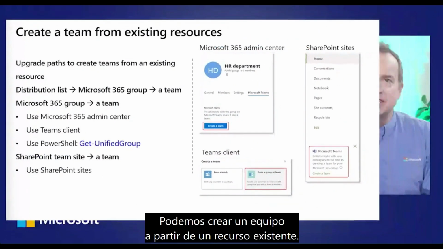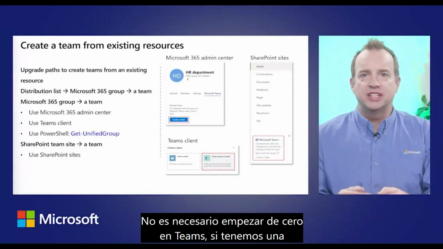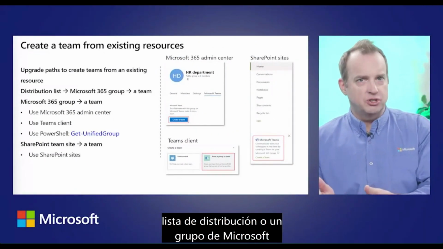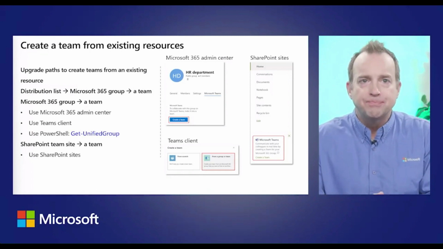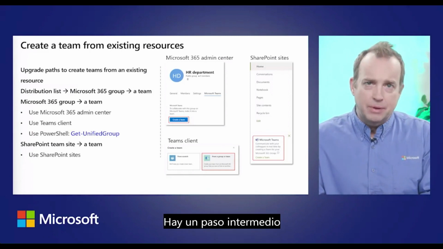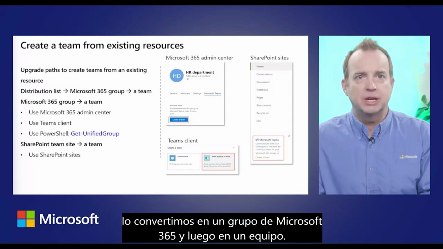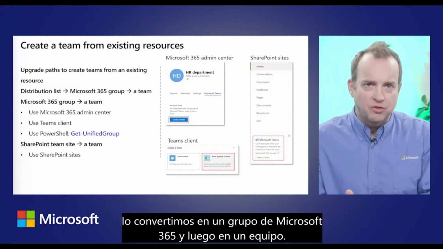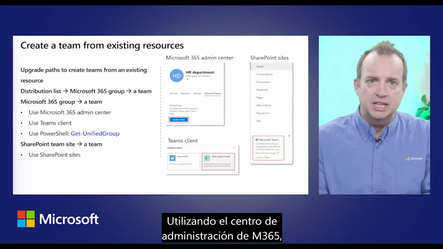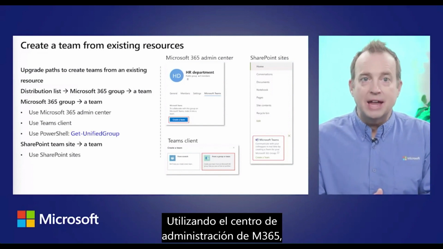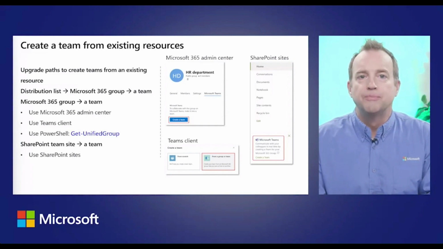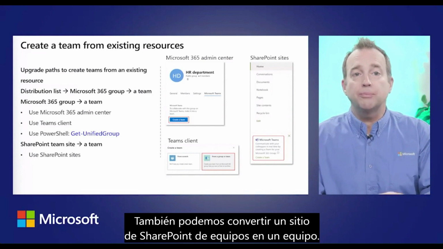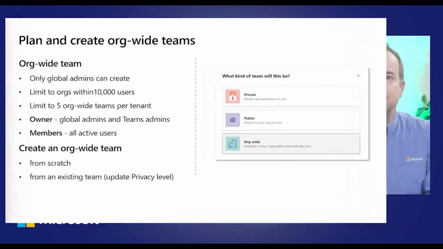We can create a team from an existing resource. No need to start fresh in Teams. If we have an existing distribution list or a Microsoft 365 group, we can turn that into a team. There is an intermediate step. If we're starting from a distribution list, we convert that to a Microsoft 365 group and then to a team, using either the M365 Admin Center, Teams Client, or even with PowerShell, starting with the commandlet Get-UnifiedGroup. Also, we can convert a SharePoint team site to a team.